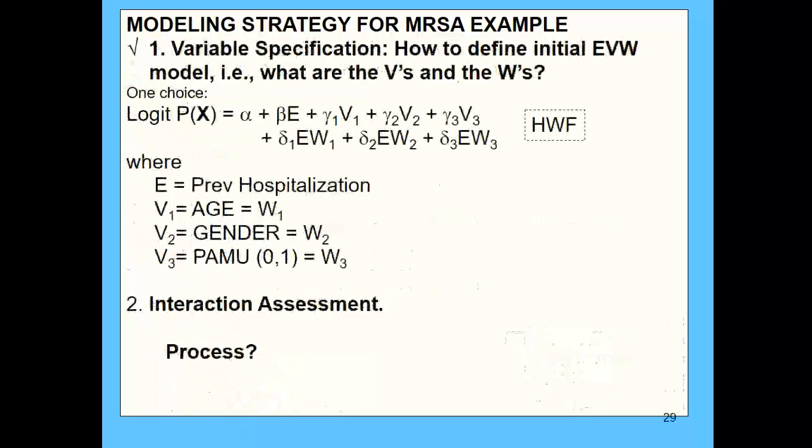Okay, so now, is this model hierarchically well formulated? The answer is yes, because we've already seen it. It doesn't look like it is because you've got W1, but W1 is the same thing as V1. So if E times W1 is in the model, the lower order terms of that are E and age, so they're in the model. So this model is hierarchically well formulated. Okay, first step is done.